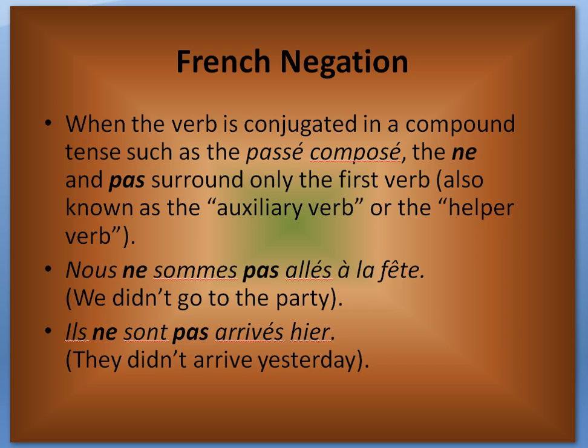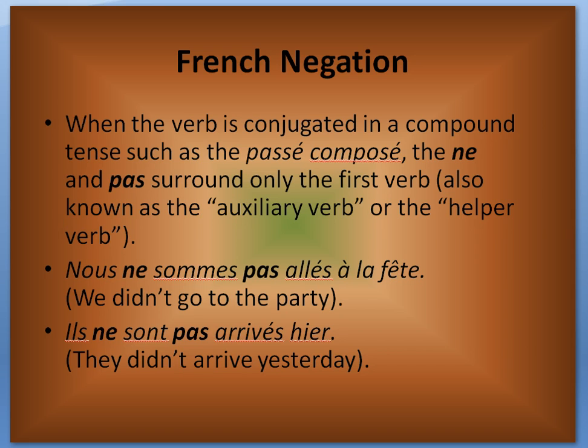Here the subject is nous, then sommes is the auxiliary verb. In this case, it is the first person plural form of the verb être, être being the auxiliary, and here its conjugated form. Allés is the past participle of the verb aller. So, following the usual rule, ne and pas surround the conjugated form of the verb, which is être. In this case, ne comes before sommes and pas comes after sommes. So, nous ne sommes pas, and then the rest of the sentence, allés à la fête.